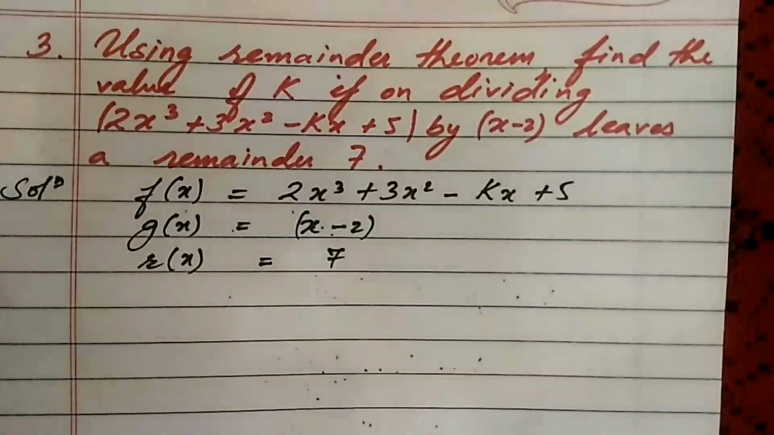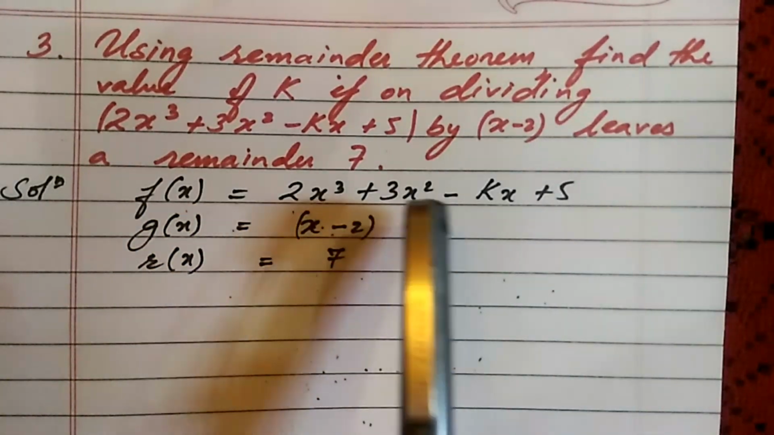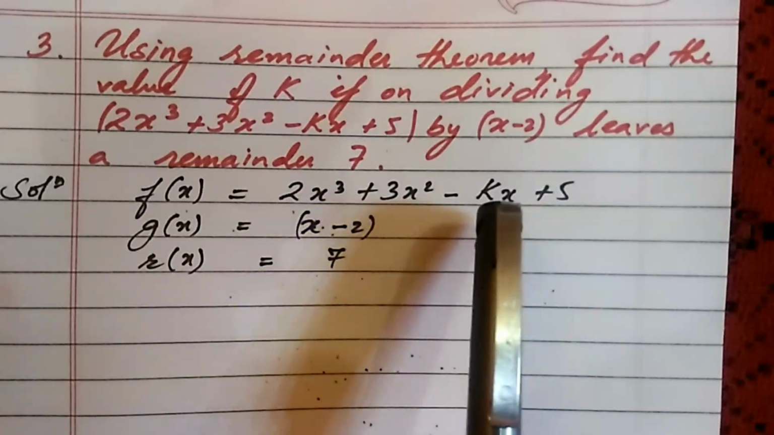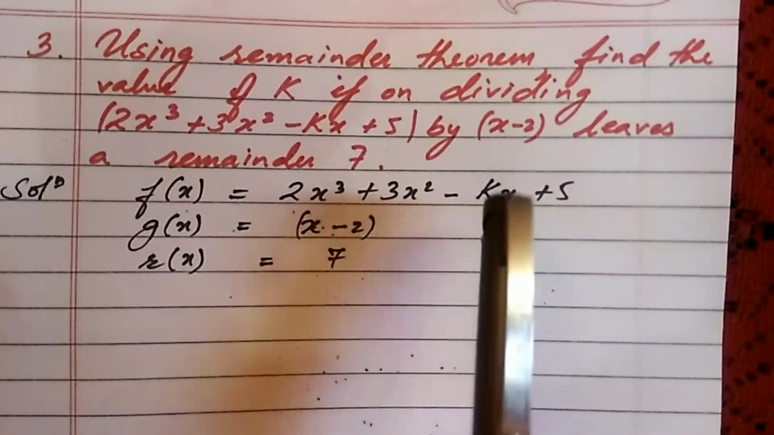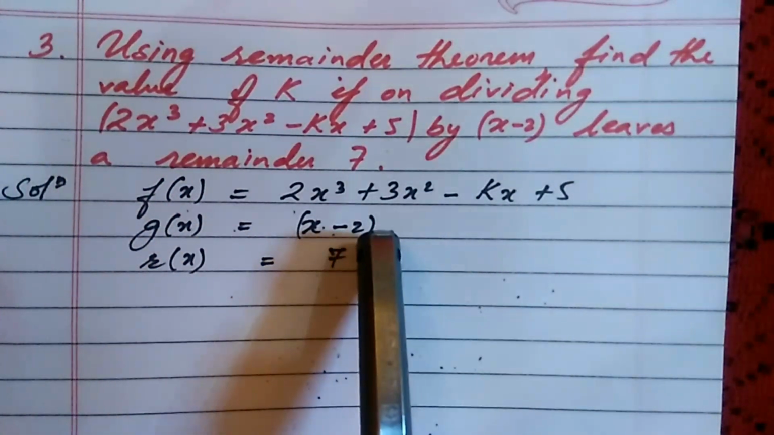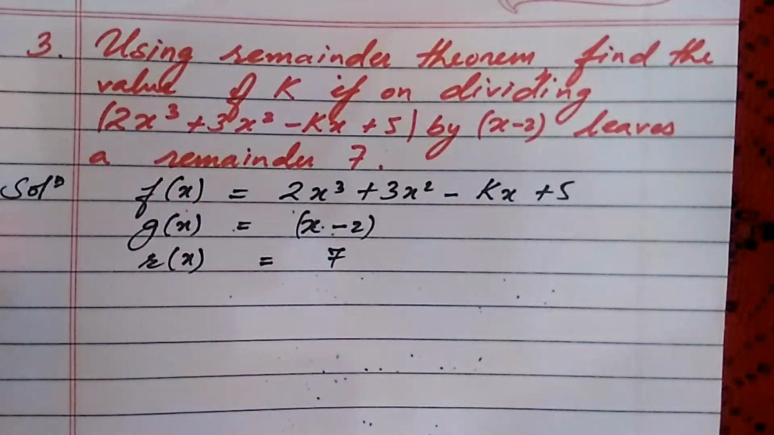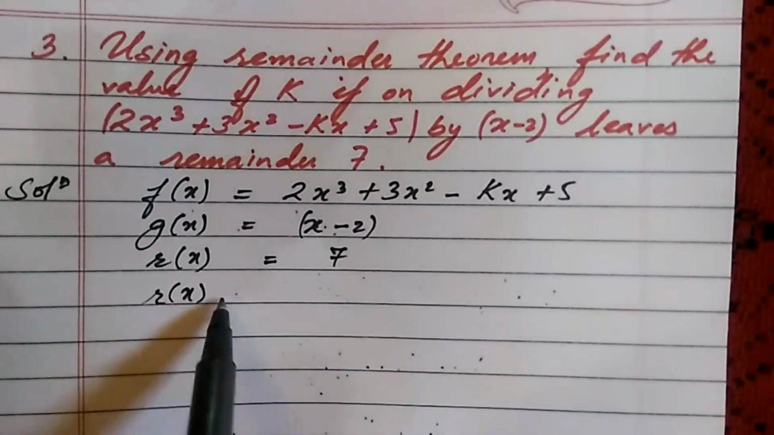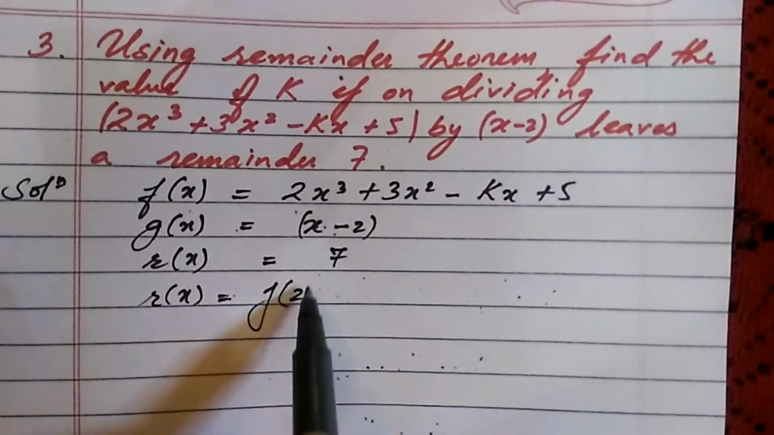Now let's look at one more problem. This problem is slightly different, as in this case the dividend f(x) is given as 2x cubed plus 3x squared minus kx plus 5. So there are two unknowns, x and k. We need to find the value of k by using the remainder theorem. The divisor g(x) is given as x minus 2 and the remainder r(x) is also given as 7. But we know that using the remainder theorem we can obtain r(x) by simply replacing x in f(x) by this value, which is plus 2.